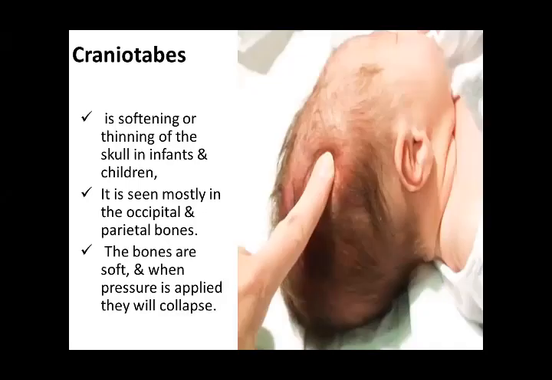Craniotabes. This is the cranium. In craniotabes, just look at the baby and remember, put a finger on the bone and go inside the skull, inside the cranium of this baby. Soft thinning of the skull in infants and children. It is seen mostly in the occipital and parietal bones. They're big bones. The bones are soft, and when pressure is applied they will collapse. This is what is happening. They will collapse under the pressure of a finger.